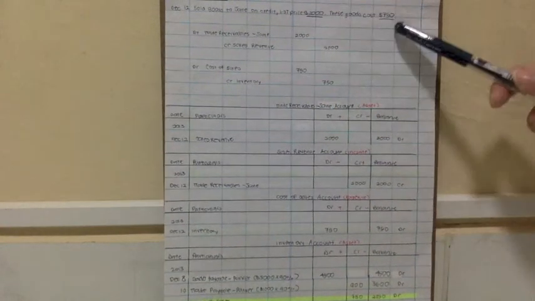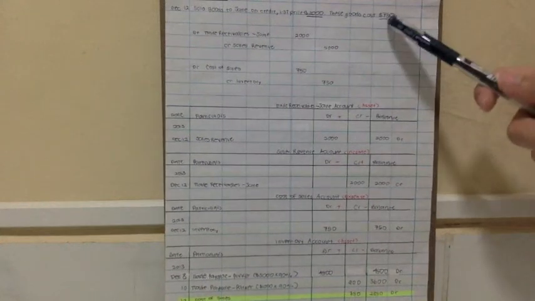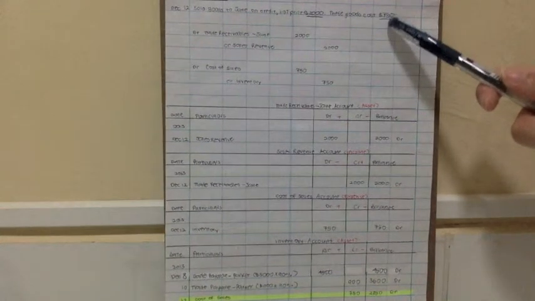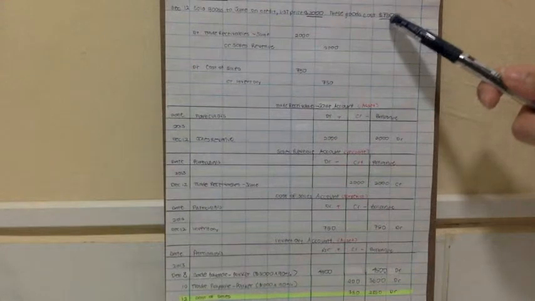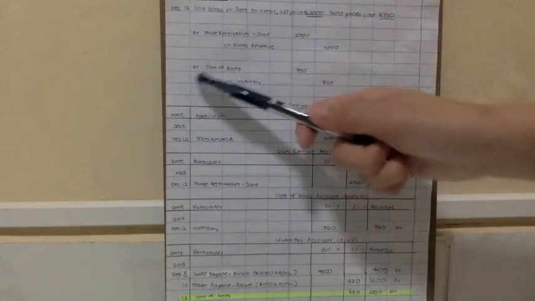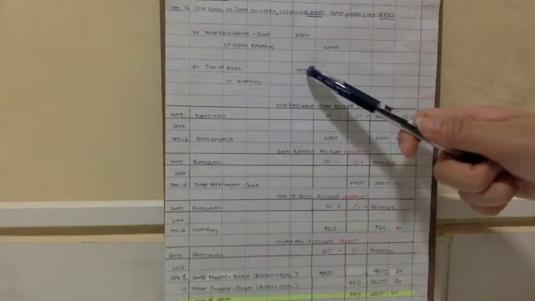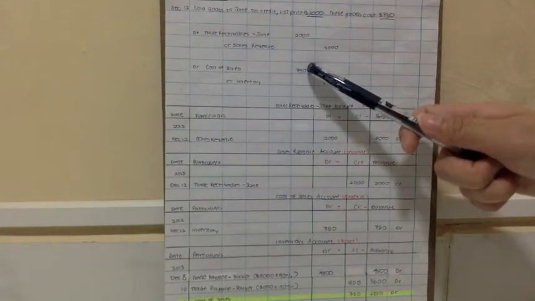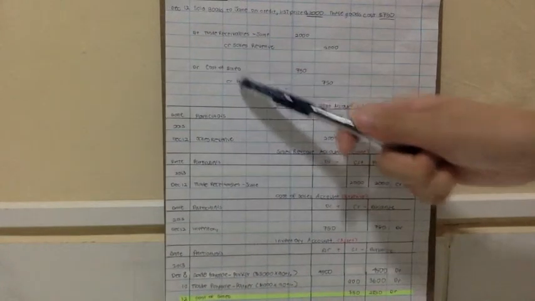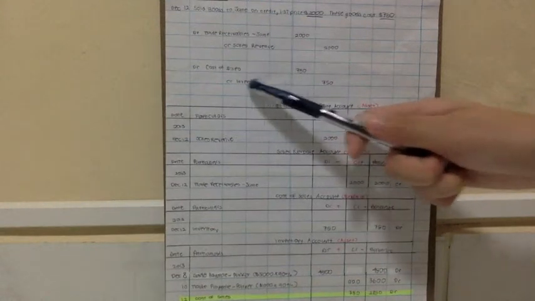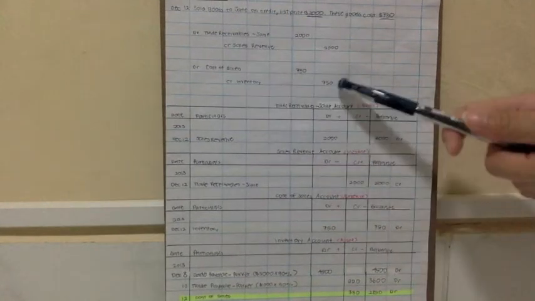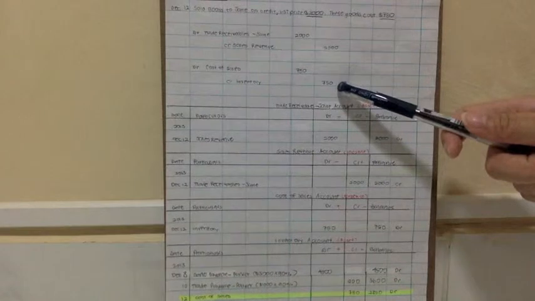Now we try to tackle the cost of these goods. The cost of the goods is $750, and therefore it's debit cost of sales $750. And because these goods are sold away, your inventory actually leaves your business, so inventory decreases $750.